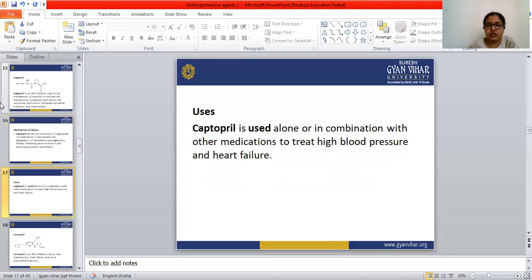Let's see the uses of captopril. Captopril is used alone or in combination with other medication to treat high blood pressure and heart failure. So this is about captopril.